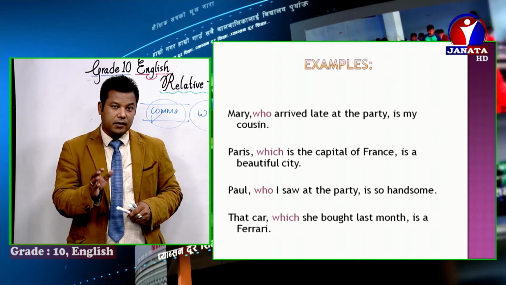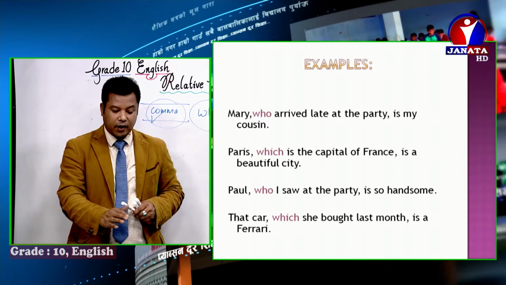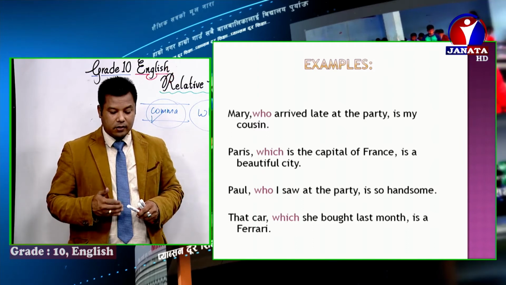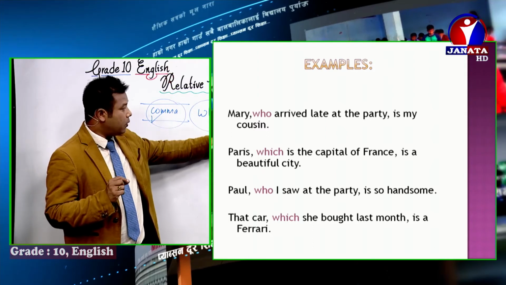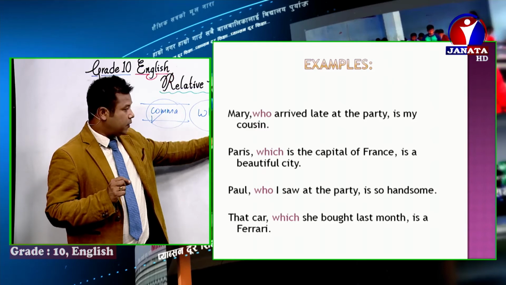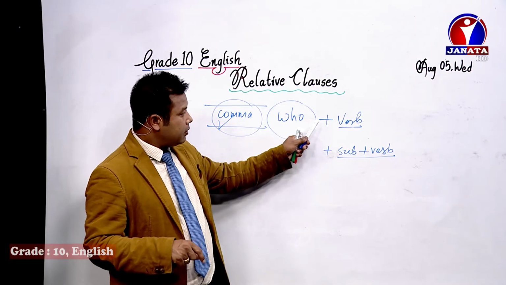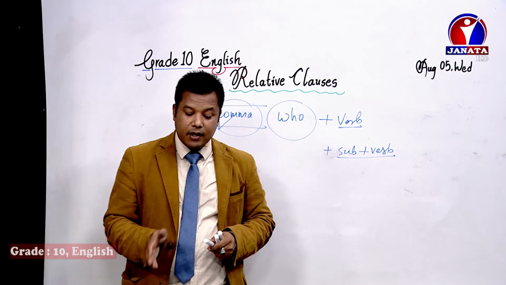And here, let us compare what is the difference when we use defining and non-defining. See, Mary, who arrived late at the party, is my cousin. It is following this particular structure. Mary, who arrived. See, it's a verb, no subject used after the relative pronoun. When you use this, we cannot omit it, so you're never advised. Now, what is the difference?